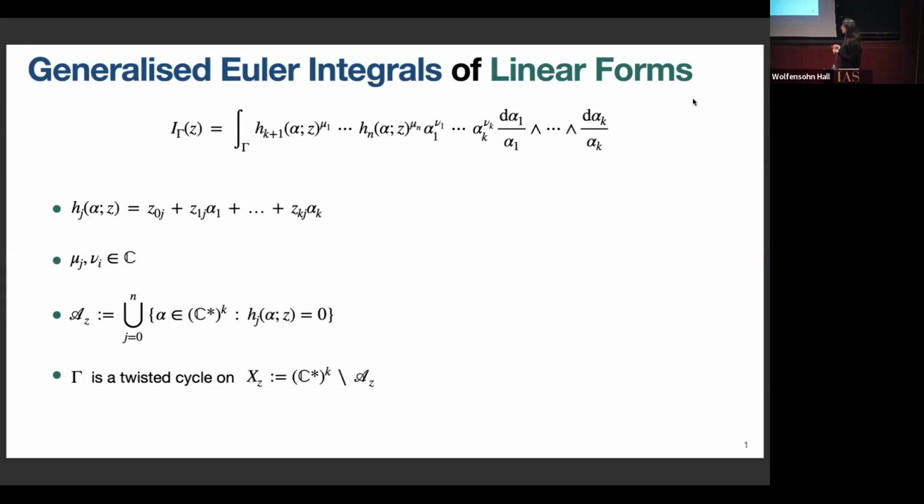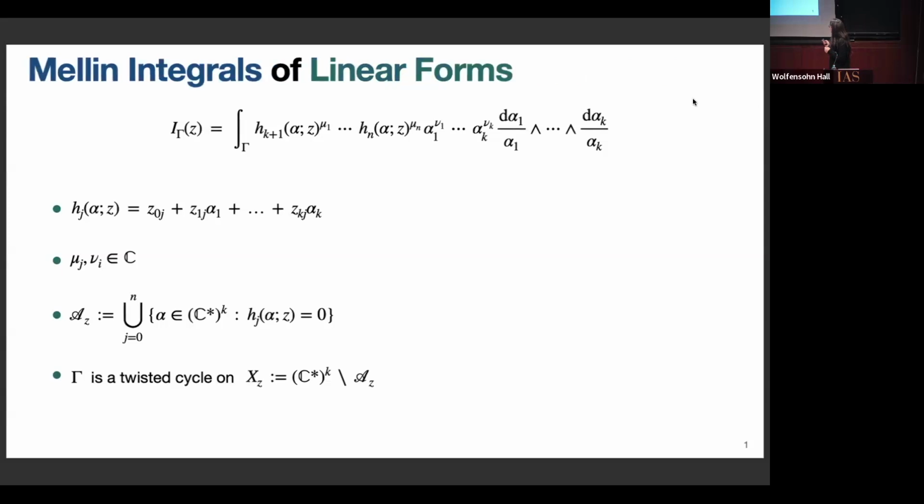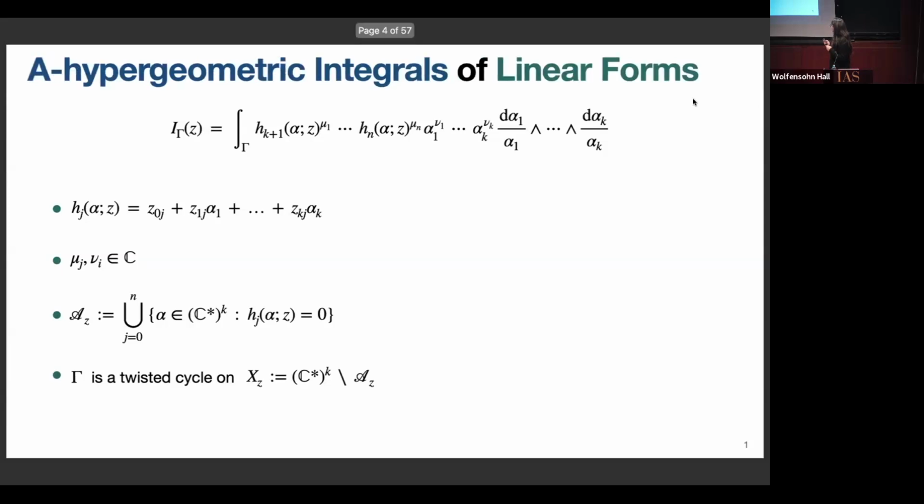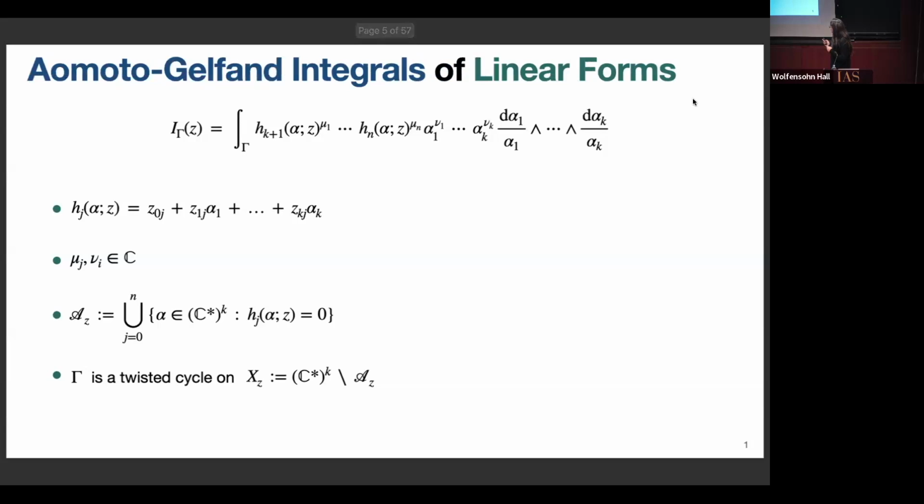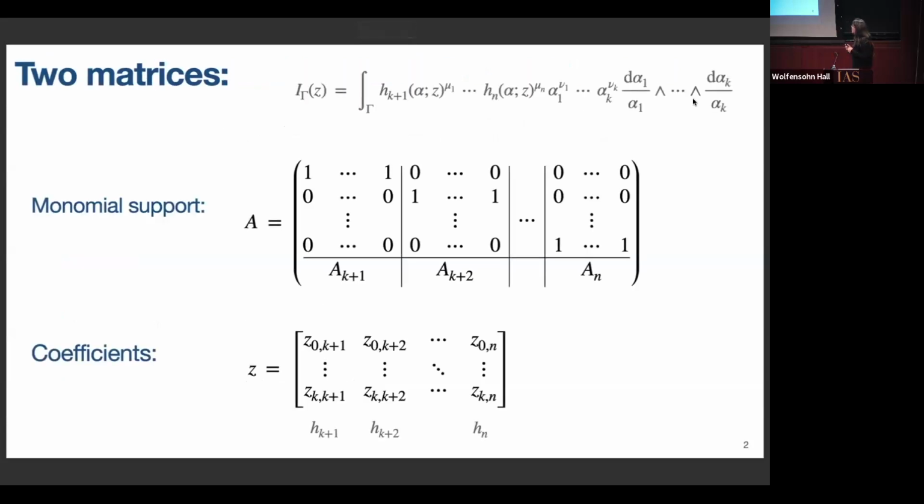So to make sense of the integral together with the choice of a cycle, you need to choose a branch of your multivalued function. And this is what is done by the theory of twisted homology and cohomology. So gamma will be a twisted cycle on the complement of the hyperplane arrangement. A_Z will be the arrangement, X_Z will denote the complement of the hyperplanes for a fixed choice of Z. And it's very debatable what's the name of these integrals. Sometimes they're called Mellin integrals, hypergeometric integrals, Aomoto-Gelfand integrals, so that we make sure everybody's happy.